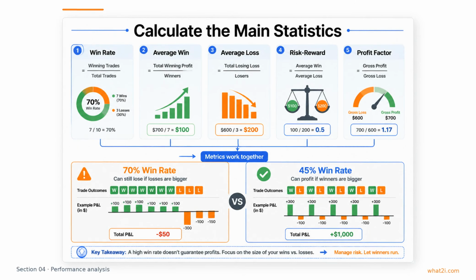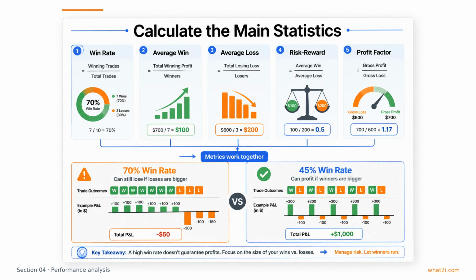With clean data, you can calculate the main statistics that describe your edge. Win rate is simply winning trades divided by total trades. Average win and average loss show the typical size of your gains and losses, which matters just as much as how often you win. From there, risk-reward is calculated by dividing average win by average loss, and profit factor is gross profit divided by gross loss.